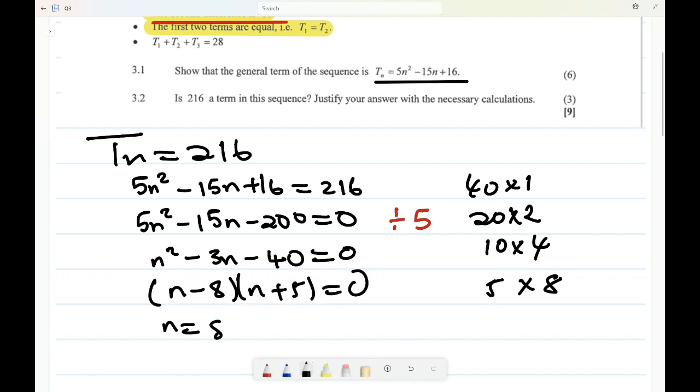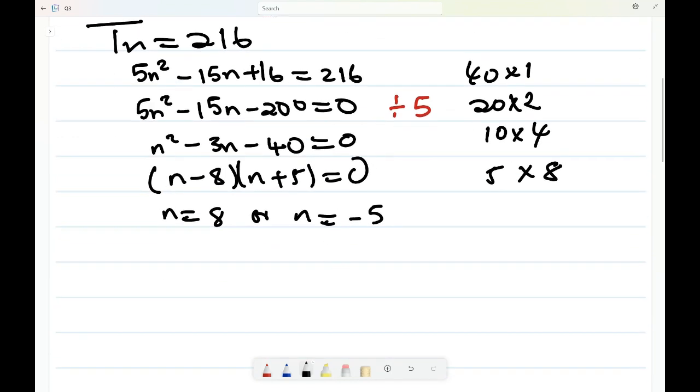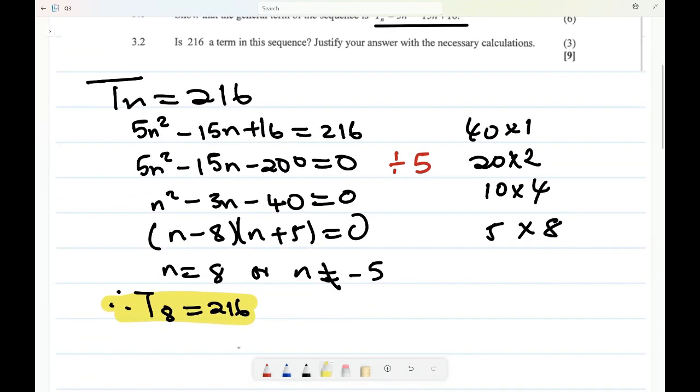Therefore, n is equal to 8, or n is equal to negative 5. But remember, n, which is the position, cannot be negative. Therefore, T8 is equal to 216. This is your final answer. For 3 marks, that is your final answer. You are going to earn the marks for equating these two, then applying the zero factor, then saying T8 is equal to 216.